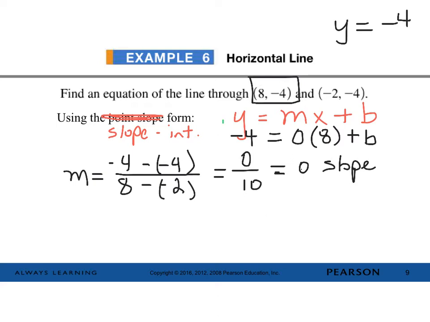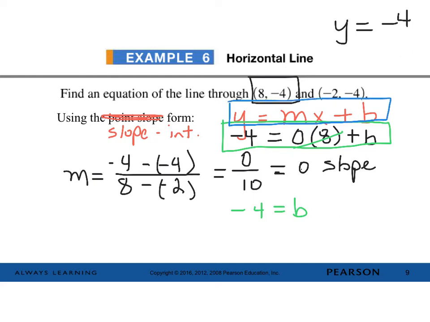So if I take that equation and I simplify it, since 0 times 8 is 0, negative 4 is equal to b. And then going back to my slope-intercept form, y equals mx plus b, y is equal to the slope, which is 0, times x plus b, and b is negative 4.